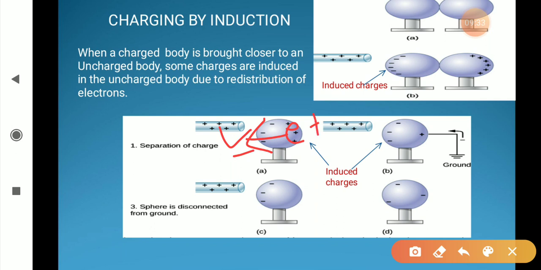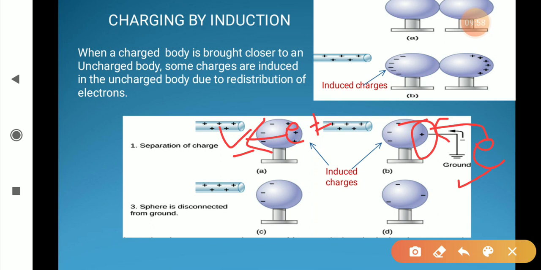Now in the second diagram, what happens is that this positive end is connected to ground. You can see it is grounded. So electrons will flow into the sphere through this conducting wire and they will neutralize these positive charges. So positive charges are finished.